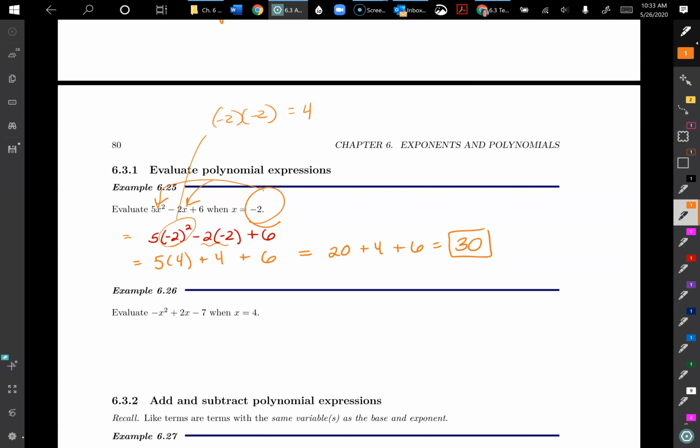The common mistake I see sometimes is people will plug in to one but not the other. They think it's a different thing, but x is x everywhere in that equation. If we have a different equation, then it changes.